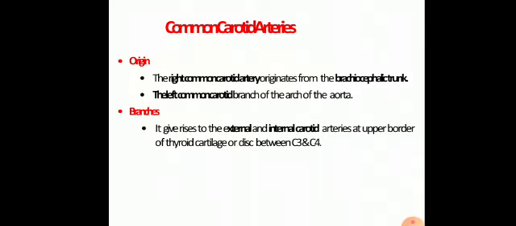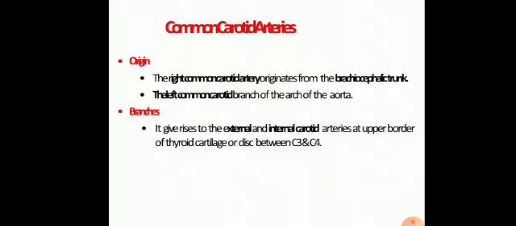As you know, we have the arch of the aorta that originates from the heart. This arch of aorta has three branches from the right to the left: brachiocephalic trunk, left common carotid, and left subclavian. So, the left common carotid artery is a direct branch from the arch of the aorta. The right originates from the brachiocephalic trunk.